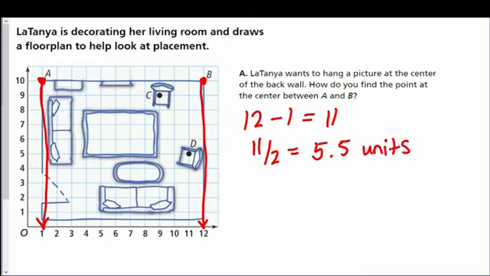Then we can count 5.5 units in either direction from A or from B. So A is at 1. So 1 plus 5.5 units would put me at 6.5 on the x-axis. That's one way we could find the halfway point between A and B.